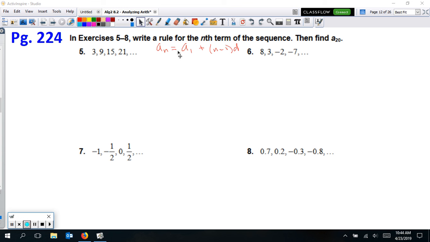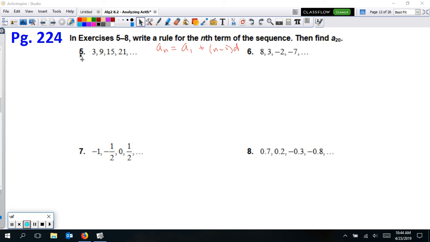So I wrote the formula right here again, and all you got to do is plug it into the formula and simplify, and you got your rule. A of n, remember, is the same thing as our y. So a of n equals the first term, a of 1, plus n minus 1 times d, and you just got to fill in the first term and that common difference.